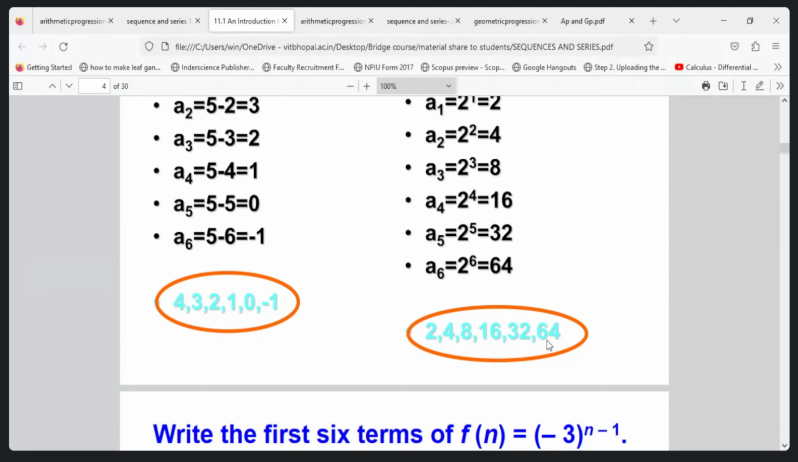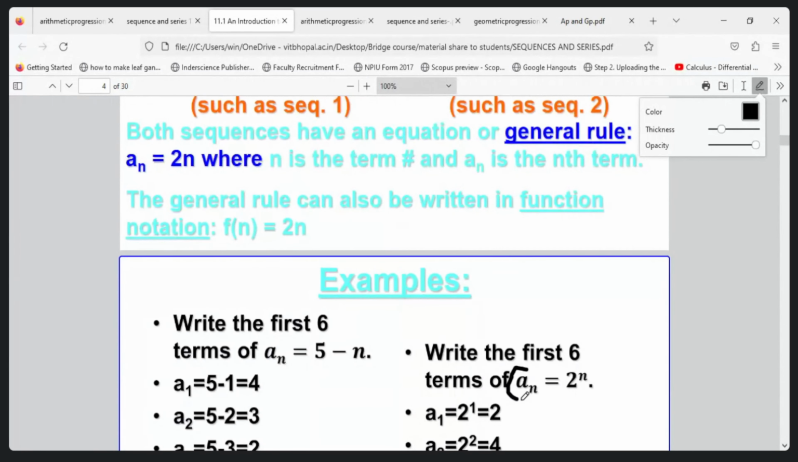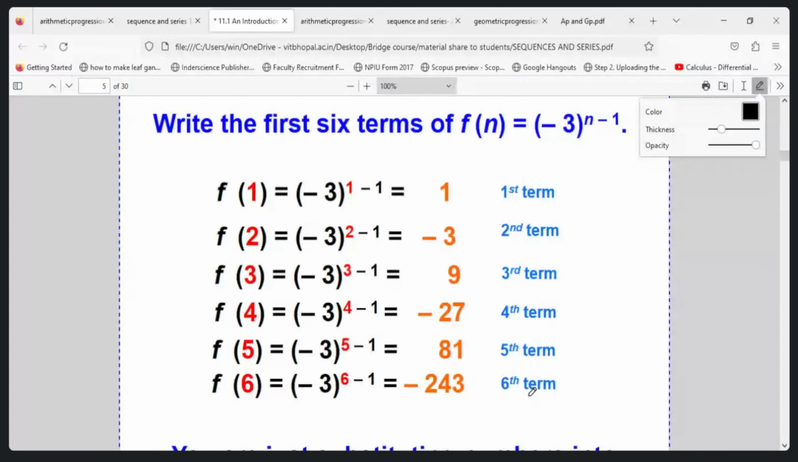This is called the sequence. And this is the nth term of it. We can say this is called the nth term. In the nth term, we can put n equal to 1, n equal to 2, and so on. Then we can find the terms, right?